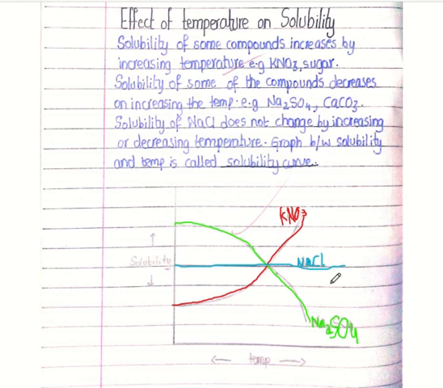So this whole phenomenon you can observe again in the graph. It is observed as a very straight line in the graph. This straight line shows that if you are increasing the temperature or decreasing the temperature, the solubility of NaCl remains constant. Dear students, so this was all about the effect of temperature on solubility.